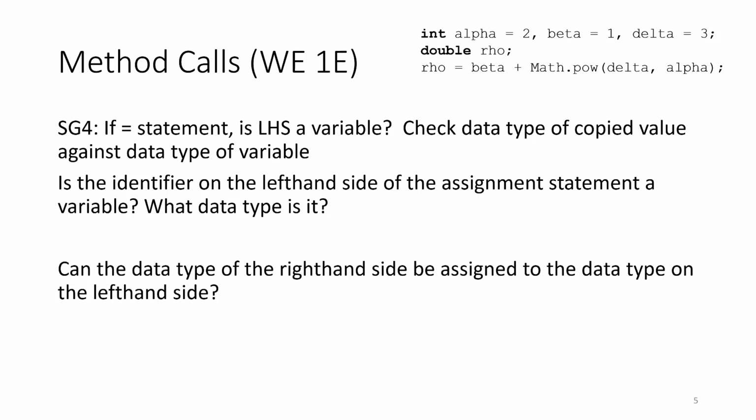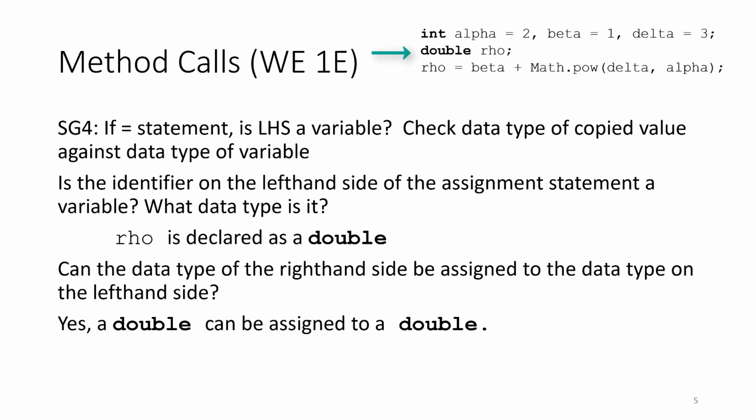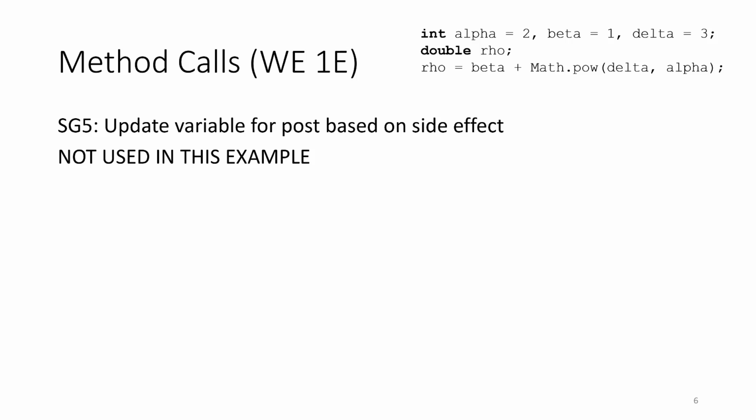Subgoal 4 says to look at the assignment statement and make sure the value on the left-hand side is a variable and that you can copy the data type from the right-hand side to the left-hand side. The expression on the left-hand side of the assignment statement is row, which is declared to be a double. Yes, you can assign the data type of double from the right-hand side to the data type of double on the left-hand side. This would copy the value 10.0 into the variable row. Subgoal 5 is not used for this example.